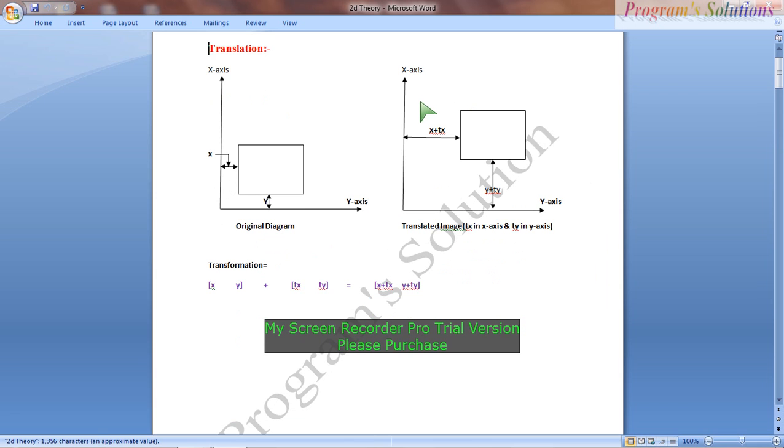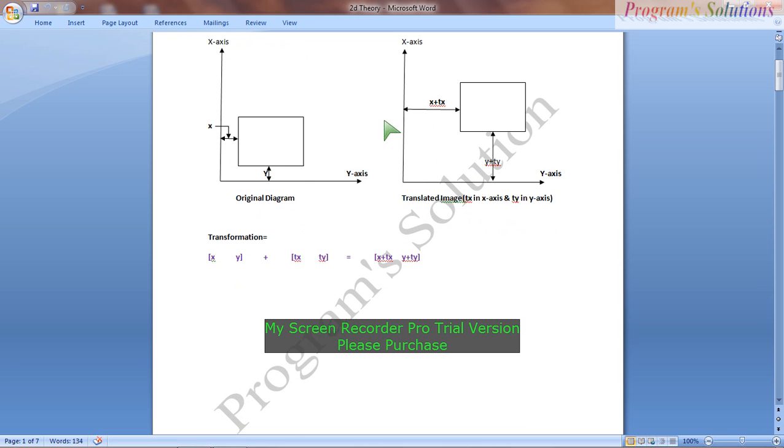In translation we actually move the object from one place to another with respect to x or y direction. Here in this image we will see the rectangle, which is x unit away from the x-axis and y unit away from the y-axis. Suppose we have to move that rectangle by tx amount in x direction and by ty amount in y direction. Then we have to add this distance in the respective coordinates of this rectangle.